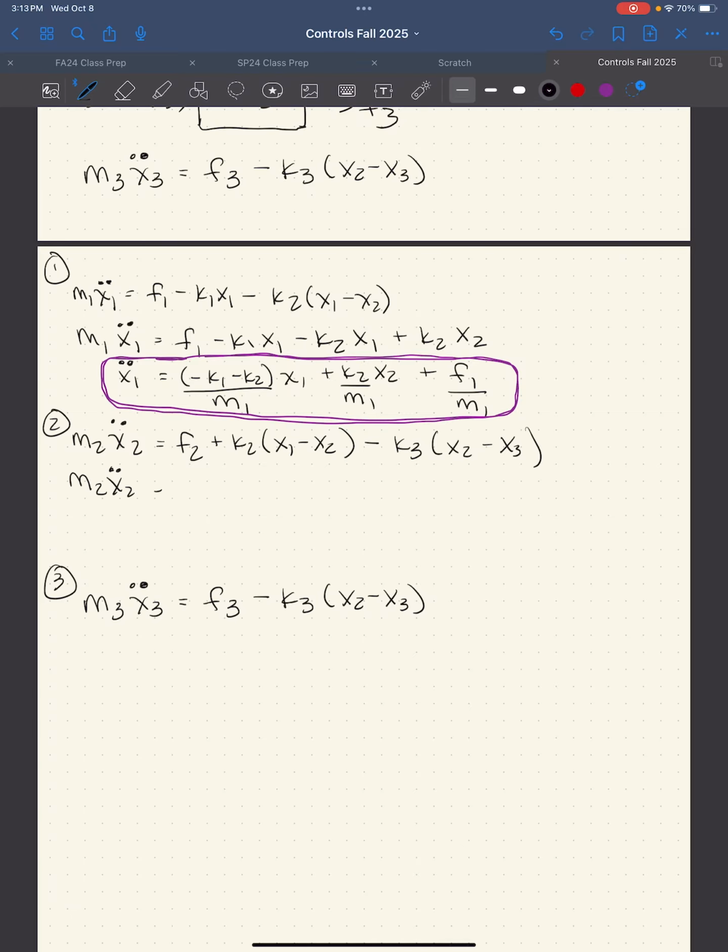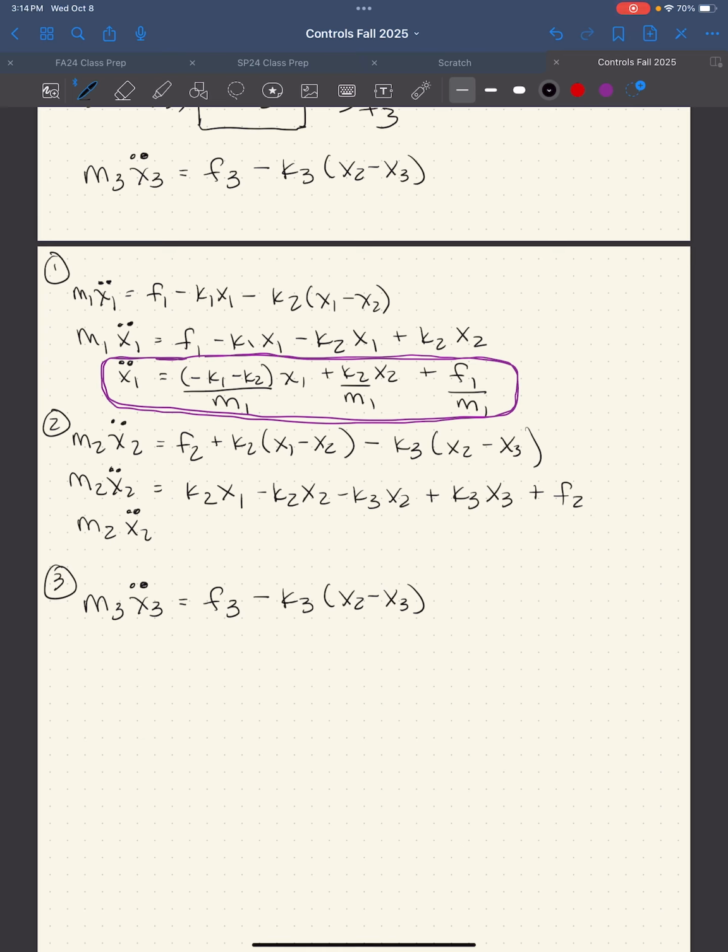m2 x2 double dot equals k2 x1 minus k2 x2 minus k3 x2 plus k3 x3 plus F2. I didn't do that right. No, I did. Okay, let me double check. k2 x1 minus k2 x2 minus k3 x2 plus k3 x3. Okay, good. All right, so now I just need to group by terms and then divide by m2. So let's group by terms first.